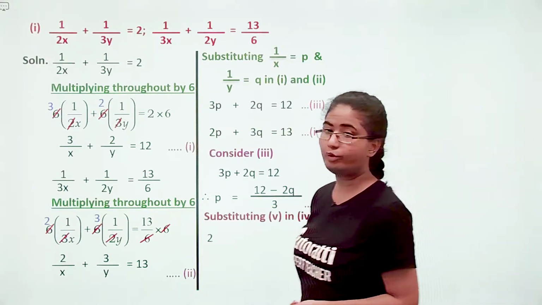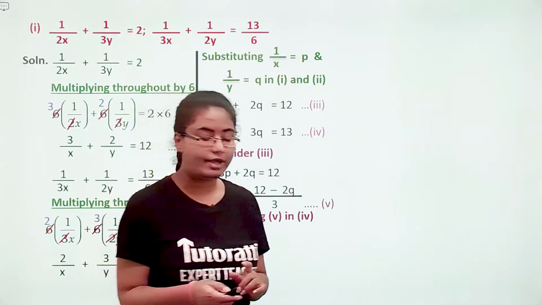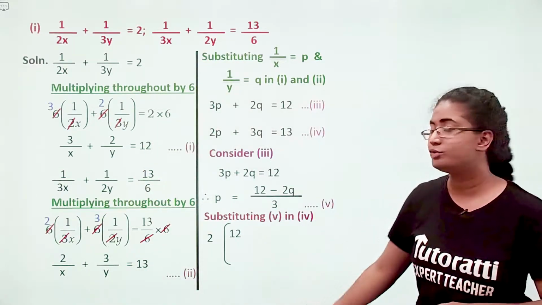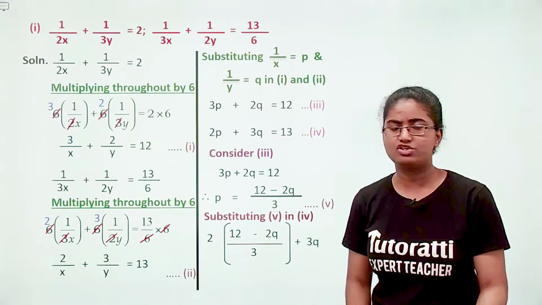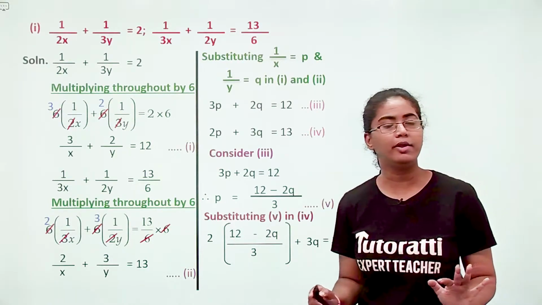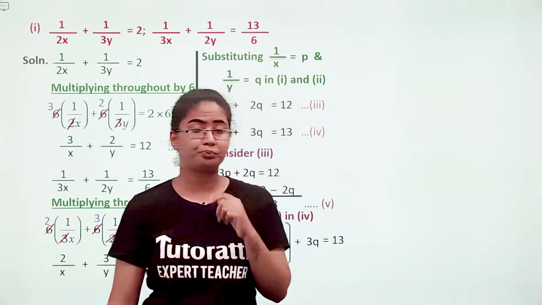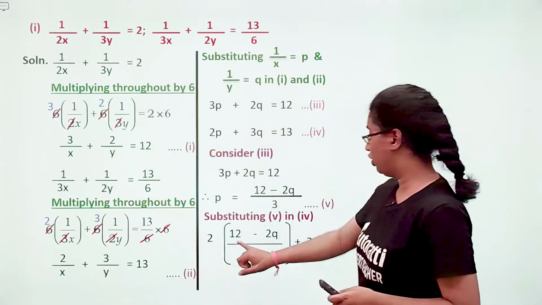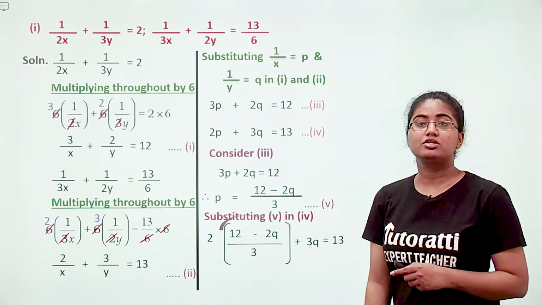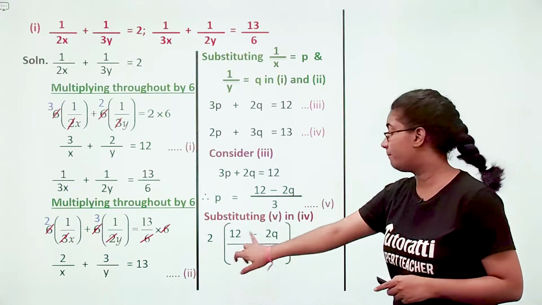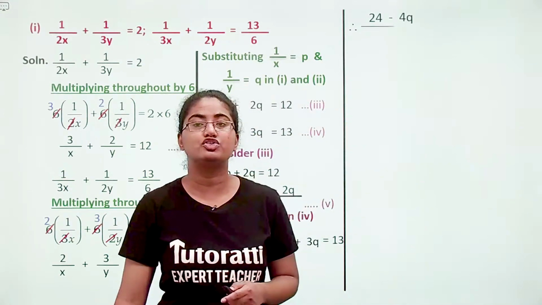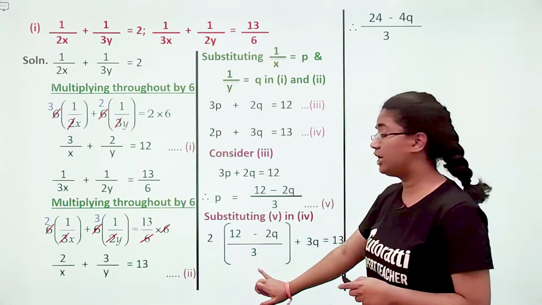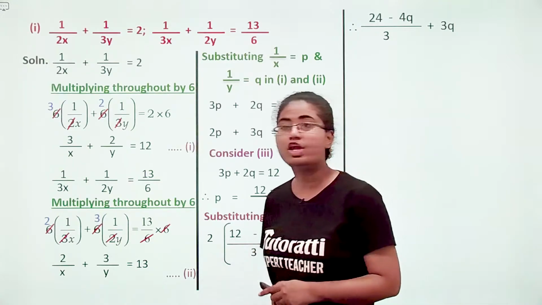Substituting 5 in 4. So you'll have 2 times P का value क्या है? 12 minus 2Q upon 3. The rest of the equation remains as it is. Okay? Let us try to solve this. Bracket multiplication. 2 times 12 is 24 minus 2 times 2 is minus 4Q. Okay, so 24 minus 4Q upon 3, denominator रहेगा and then the rest of the equation.